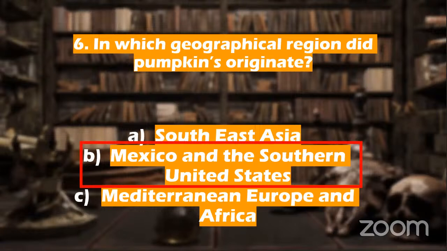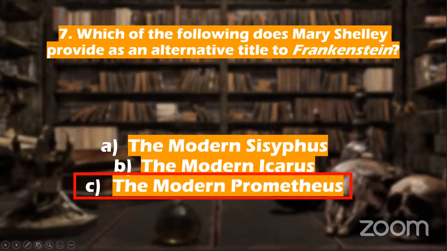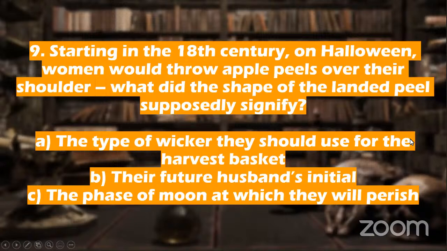As with all squashes, apparently. This was the modern Prometheus. I believe Prometheus had something to do with giving people life, and as did Frankenstein. Interesting, the monster is actually called Ratatouille. Question number 8. The answer was England. England was this one. Then it was, of course, their future husband's initial.